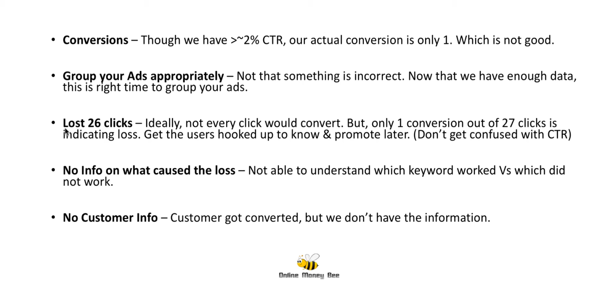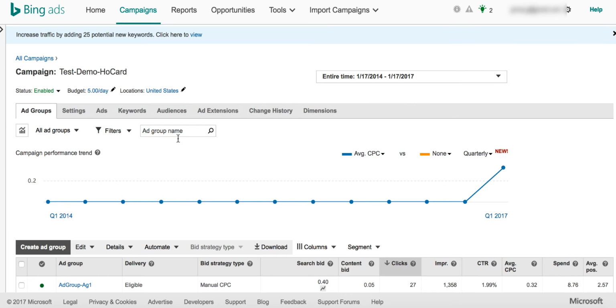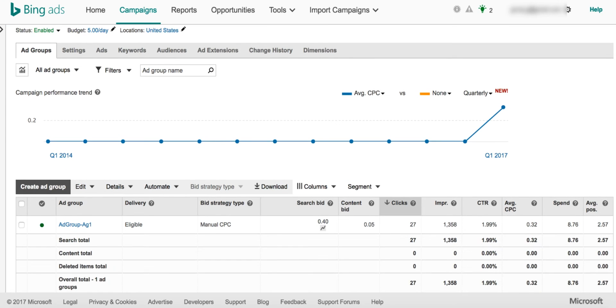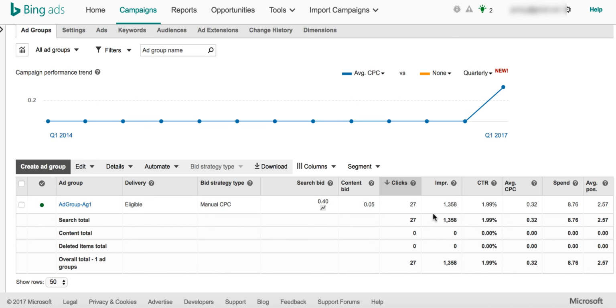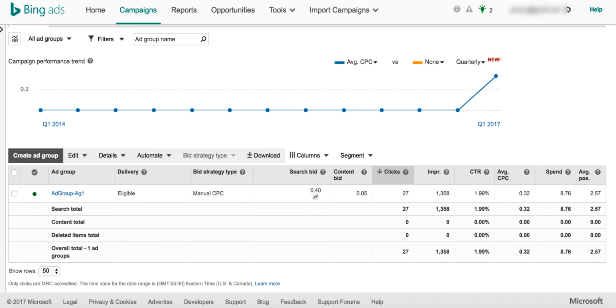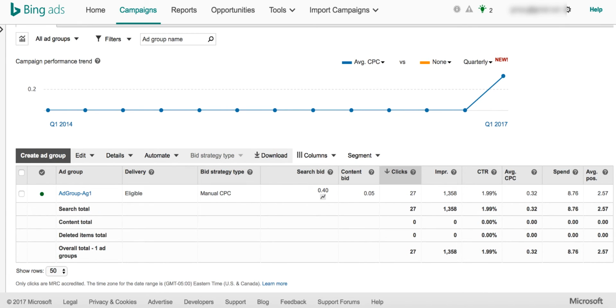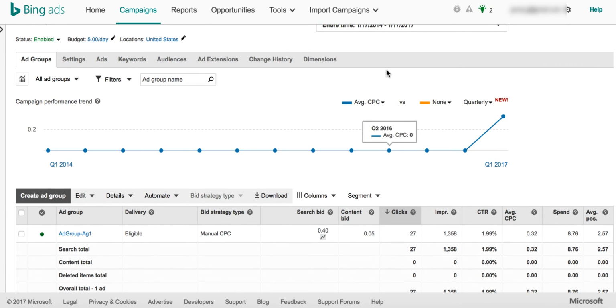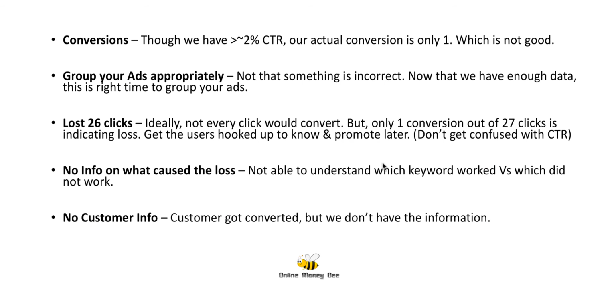So the first point and third point pretty much tie in together. We have pretty much lost 26 clicks out of the 27 clicks that we received on this campaign. So this is indicating that we could have done a little better job. Who could have done that better job is something we need to understand more as we get to the analysis part. If you understand, we are doing direct linking here, so we cannot really do anything on the offer page.